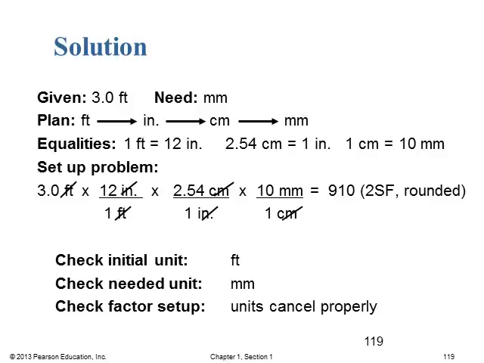And then we can just do out the math. 3.0 times 12 times 2.54 times 10, and we get 910. That's a rounded number. We don't want to have a decimal point. We only want 2 significant figures there, because 3.0 is 2 significant figures, and 2.54 is 3 significant figures. So we need to report the fewest number, which is 2.